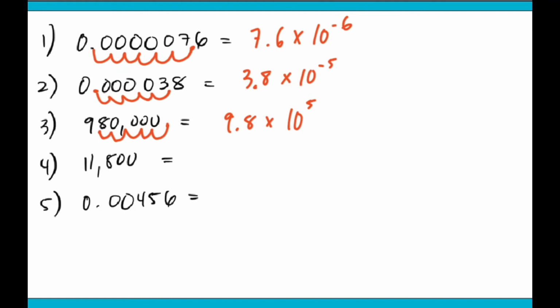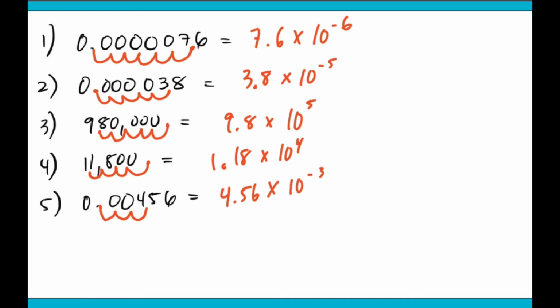Okay, number 4, decimal place is again at the very end. I'm going to move it 1, 2, 3, 4 units to the left, so I need to add. 1.18 times 10 to the 4. Okay, last one. Decimal is already written for me. I need to move it 1, 2, only 3 units to the right, so I need to subtract. 4.56 times 10 to the -3.